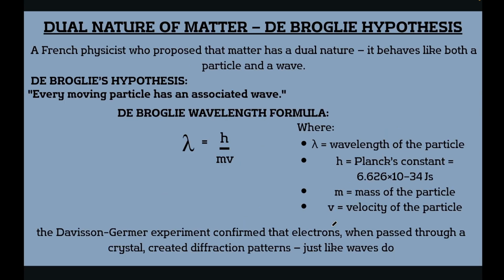Later in 1927, the Davisson-Germer experiment confirmed this idea. They saw that when electrons were passed through a crystal, it created a diffraction pattern, just like waves do. So the de Broglie hypothesis changed the way we look at matter, not just as particles, but as entities that also behave like waves. This laid the foundation of quantum mechanics.